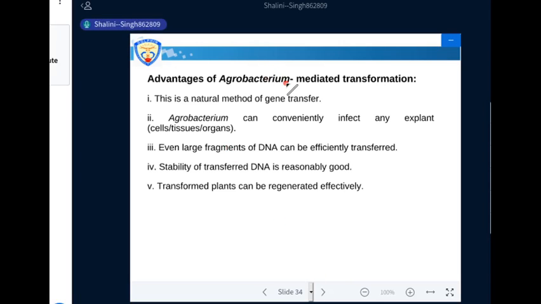Advantages of Agrobacterium mediated transformation. This is a natural method of gene transfer. So only the natural method which is present in natural conditions is being manipulated here. Agrobacterium can conveniently infect any explant, maybe cells, tissues or organs. Even large segments of DNA can be efficiently transferred. Stability of transferred DNA is reasonably good, and transformed plants can be regenerated effectively.